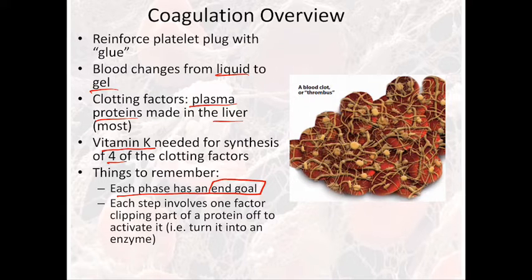And the whole key is that each step involves one factor clipping part of a protein off, and that makes it become an active enzyme. So protein to enzyme is really the key thing of each step of the clotting cascade.